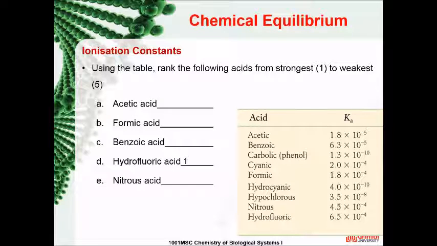For this question, an acid with a high Ka value will be stronger than an acid with a low Ka value. Hydrofluoric acid is the strongest amongst these acids, as it has a Ka of 6.5 times 10 to the negative 4. Nitrous acid comes next with a Ka value of 4.5 times 10 to the negative 4. The weakest acid in this example is acetic acid with a Ka value of 1.8 times 10 to the negative 5.